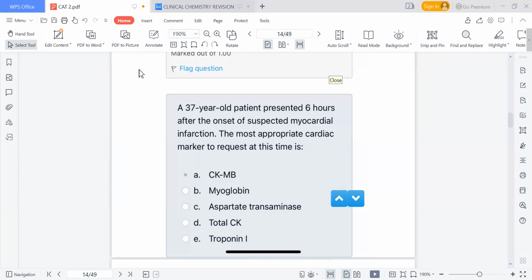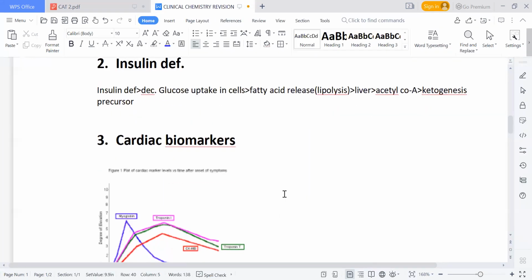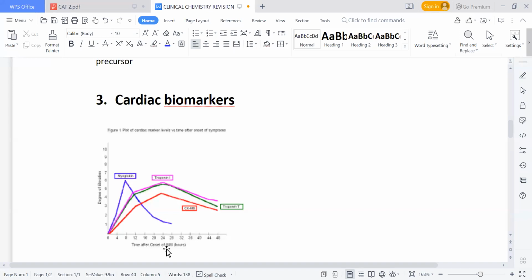CKMB is detected in 3 to 12 hours. So is the answer right or is the answer wrong? It's true, it's detected in 3 to 12 hours. Okay, this is taking a lot of time. So I have a graph here that shows the time after onset, so you know the degree of elevation against the time after onset of acute myocardial infarction.